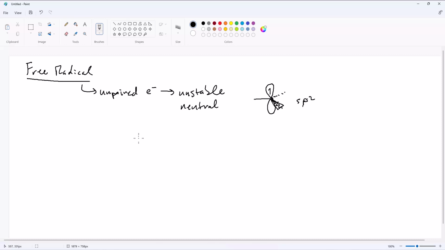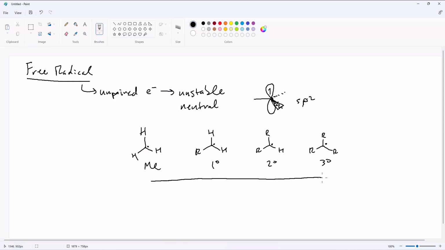As we talk about stability of radicals, we see a similar trend to carbocations. As we increase substitution around our particular radical, due to things we've mentioned before, like hyperconjugation and inductive effects, we increase the stability as we go from a methyl to a primary to a secondary to a tertiary radical. So we are increasing stability as we go from methyl to tertiary, and that's due to hyperconjugation and inductive effects, which we've mentioned before.